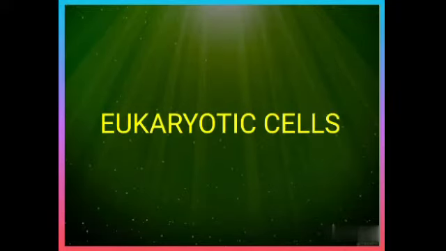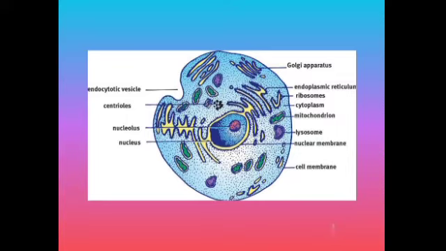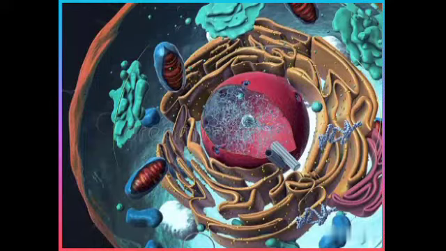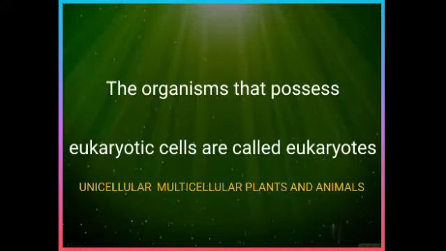Eukaryotic cells. Eu means well developed and karyon means nucleus. Eukaryotic cells are advanced and complete cells. These cells contain membrane-bound nuclei and other cell organelles. The organisms that possess eukaryotic cells are called eukaryotes, and it includes unicellular and multicellular plants and animals.